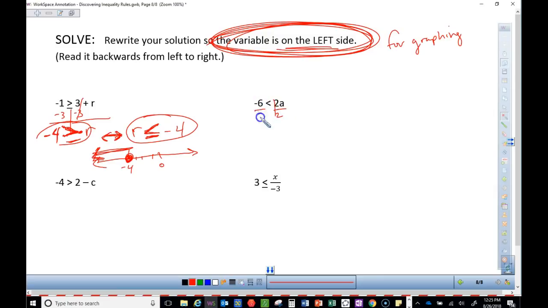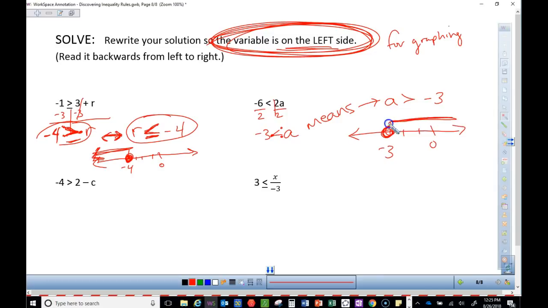We'll divide by 2, divide by 2. So we get -3 is less than a. But what does that really mean? Well, a and -3, what's their relationship? -3 is less than a, so the big side is on the a, so it means this. So when I go to graph it, 0, 1, 2, -3, not included because it's not equal to, but it's greater, so it's going to go this way. If we don't take the time to write it with a on the left side, then we're going to read this less than sign and we're going to accidentally graph the wrong way.